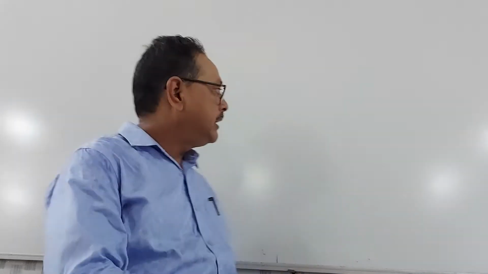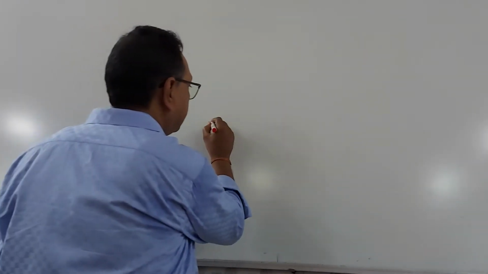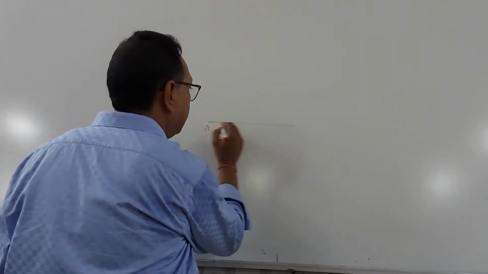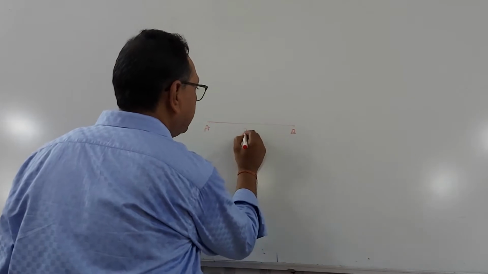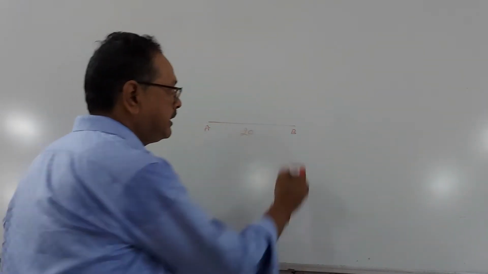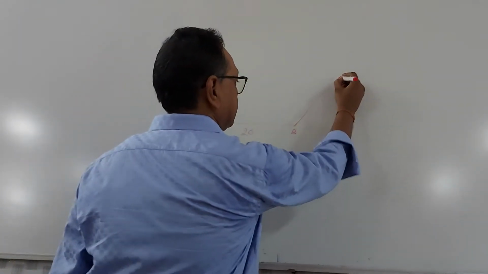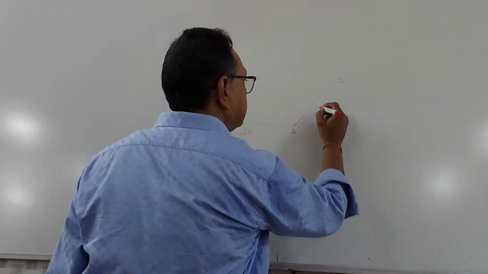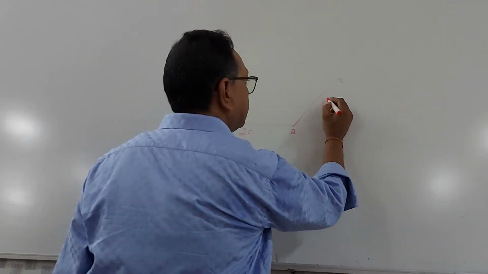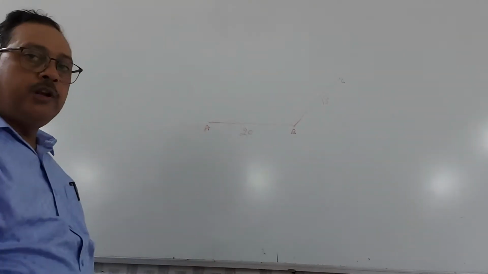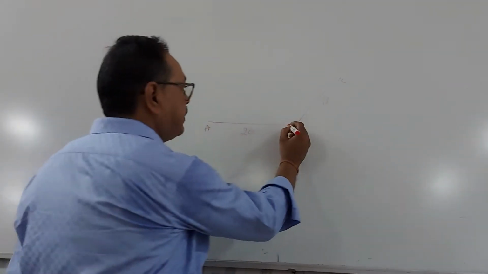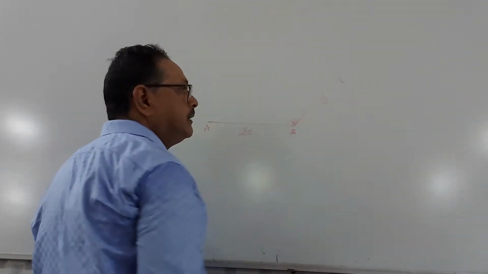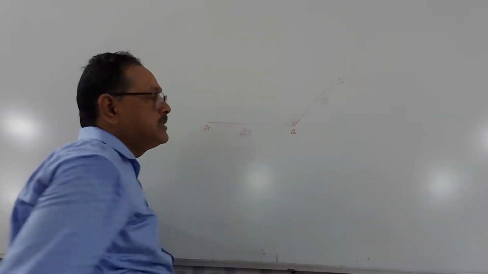And what about angular deviation? Suppose you have measured AB, A and B, and suppose it is 20 meter. Then you have measured BC, and suppose it is 18 meter. So how to plot on paper what is this particular angle, right? Then only you will be able to plot BC.